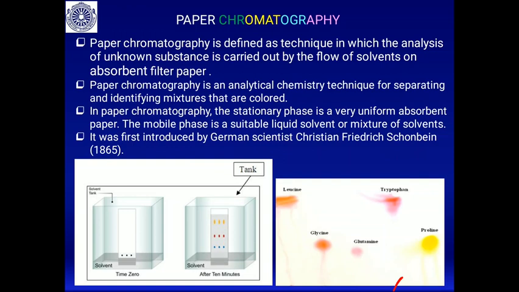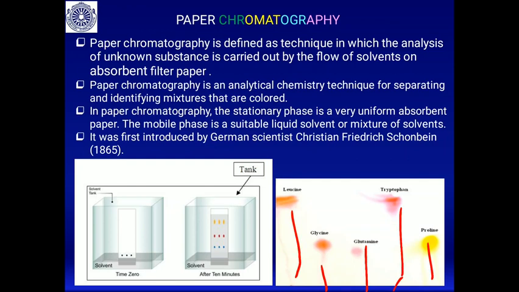You will see here how exactly different amino acids are separated in paper chromatography. You are able to see glycine, tryptophan, proline, and all these are separated. You will find them at different heights. Depending on their properties, they are separated like this from a mixture.